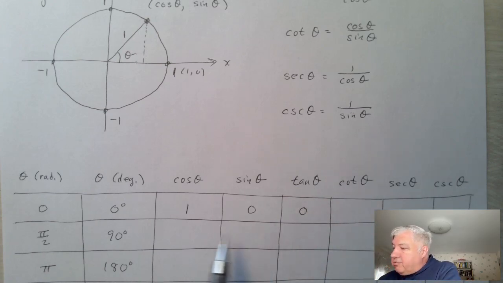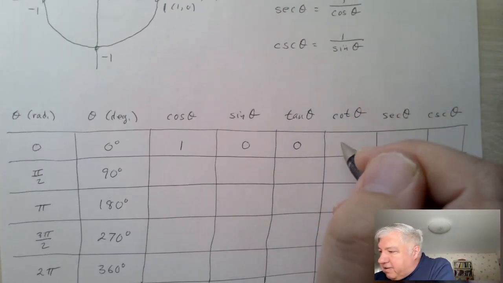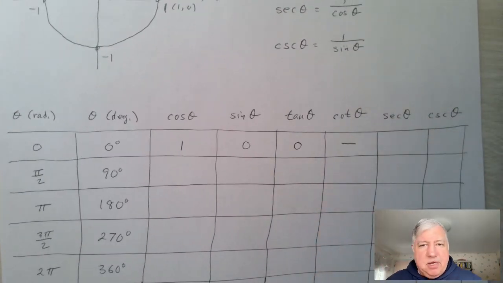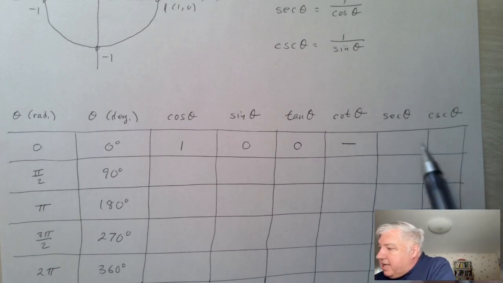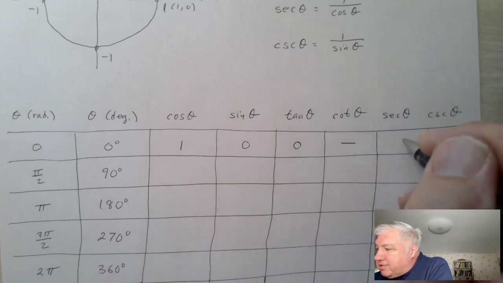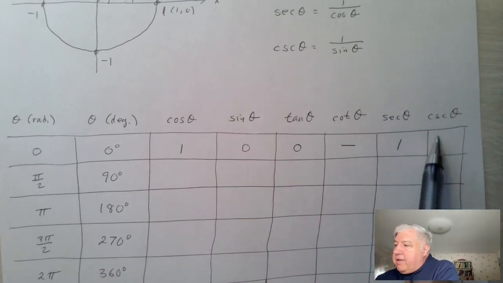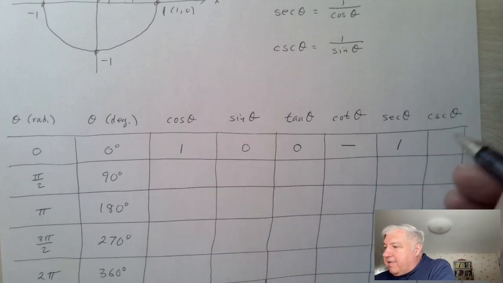The cotangent would be 1 divided by 0, but that's undefined, so we'll make a little slash there because it's undefined. Remember, you can't divide by 0. The secant would be 1 over the cosine, and the reciprocal of 1 is just 1, and the cosecant of 0 would just be 1 over 0, but that's undefined as well.